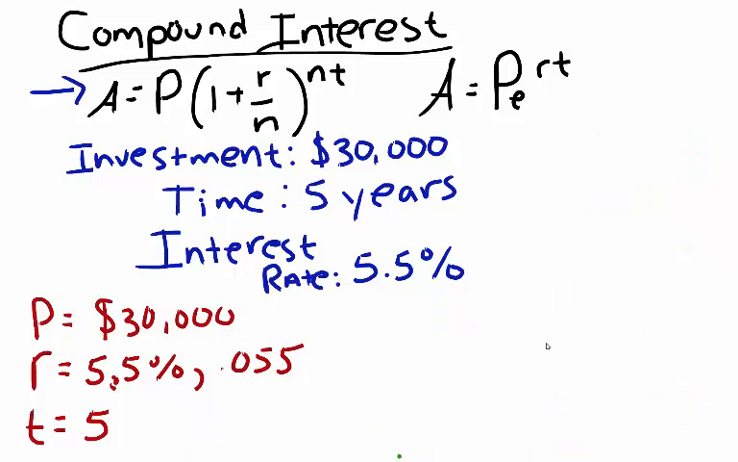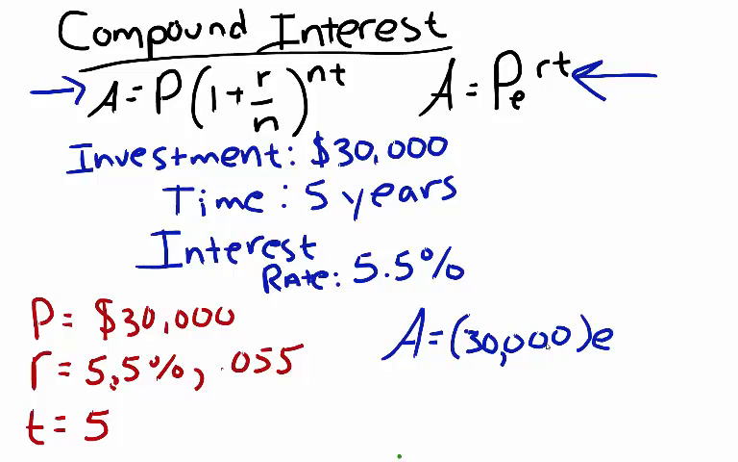To find the value of our investment when compounding continuously, we'll use the formula A equals P times E raised to the power of R times T. So that will look like this. A equals P, which is 30,000, times E raised to the power of R times T, where R is 0.055 and T, time, is our 5 years.